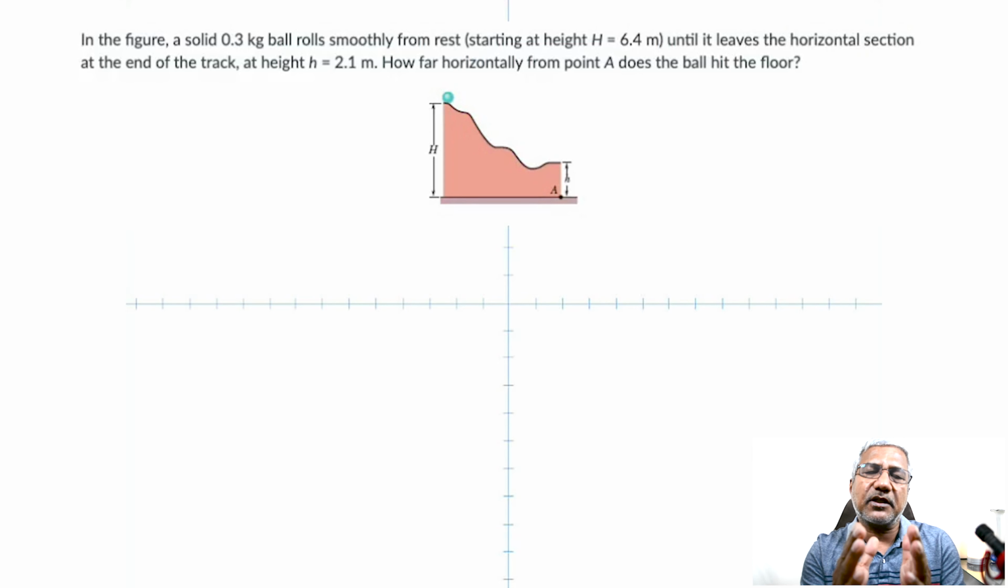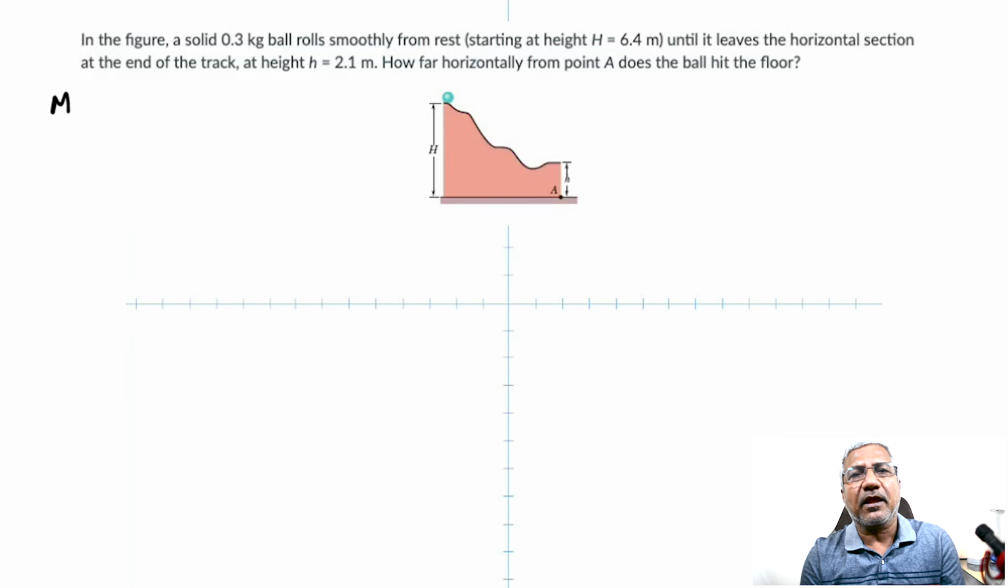That's the first thing. The second thing is that, as I mentioned when I was explaining it, because this part is horizontal, the ball is going to only have a horizontal velocity when it goes off. It will not have a vertical velocity at the point it leaves that ramp. Those are the two important points.